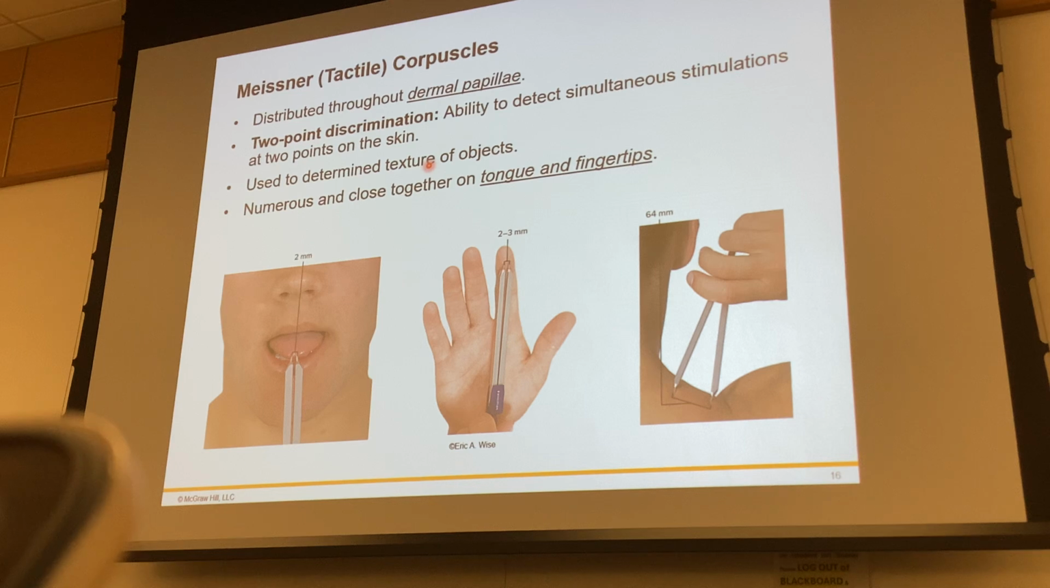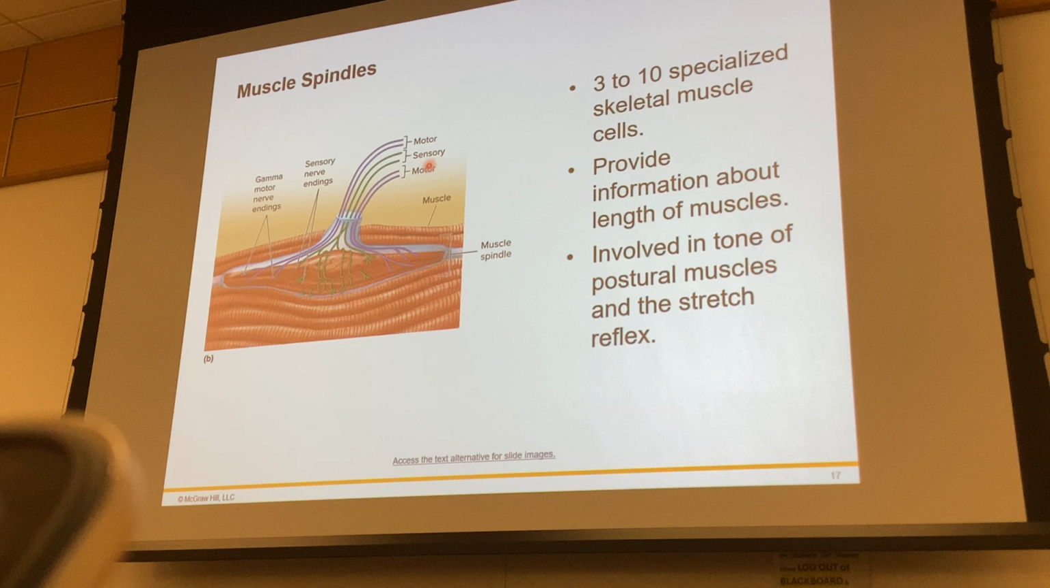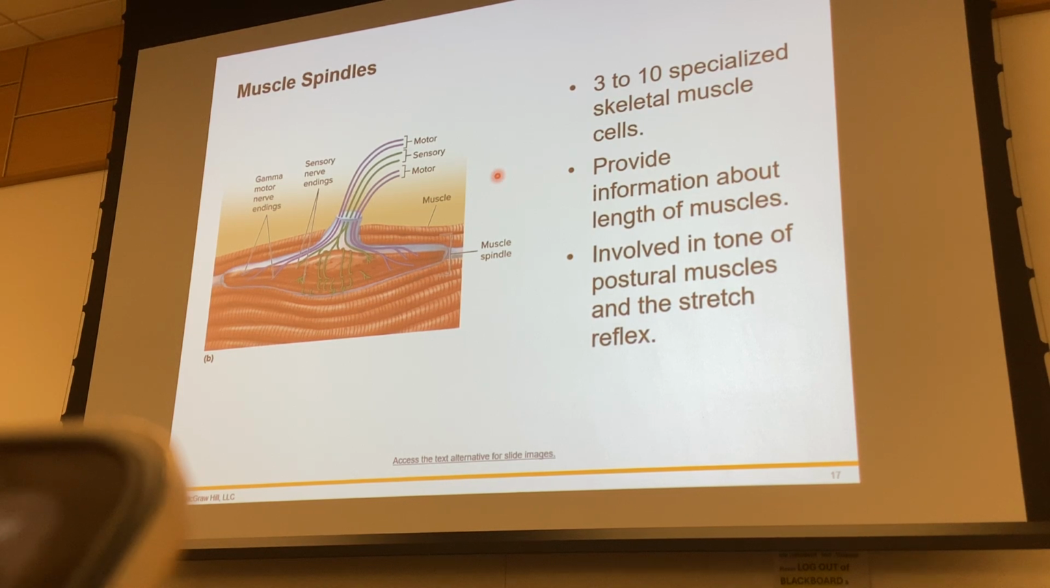But that ability to identify something that you want to swallow, or something you don't want to swallow, is partly a result of these Meissner corpuscles, these tactile corpuscles. And then muscle spindles are an example of things that are associated with individual joints and articulations. They provide information about the length of the muscle, and what the length of the muscle tells us is whether it's contracted, partially contracted, or completely relaxed.